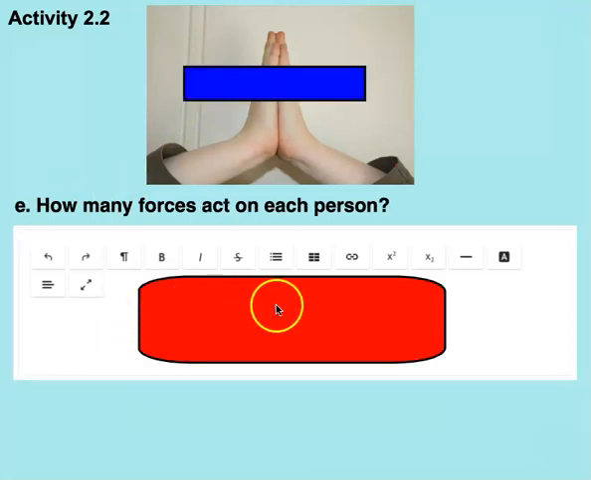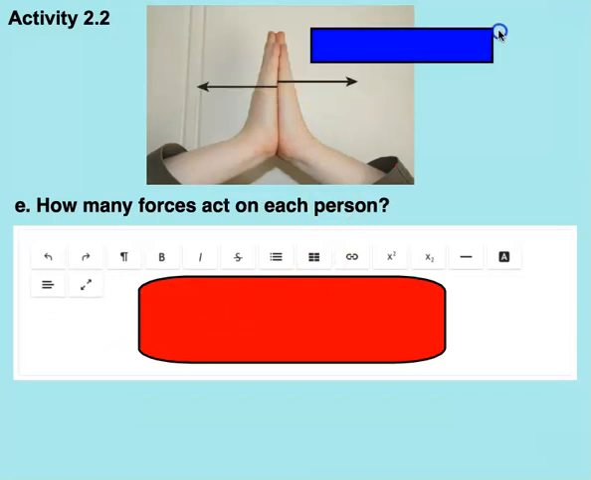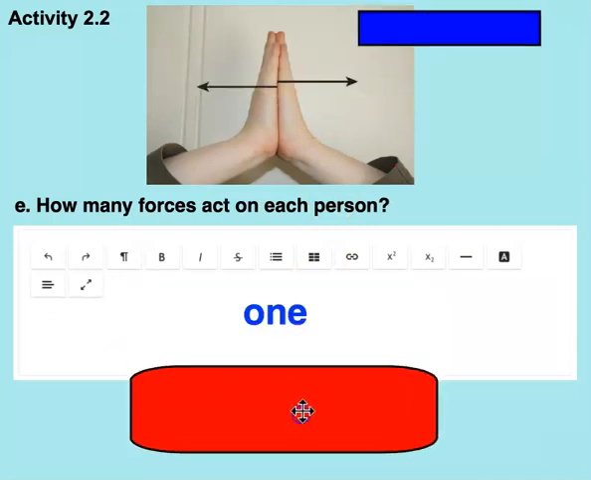How about this question? How many forces act on each person? Well, it's got to be the same thing. If each person applies a force, they're applying the force on the other person. So each person has one force acting on them. I guess that's the easiest way to see it.